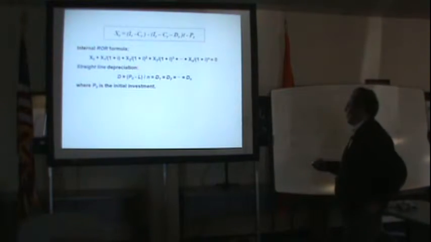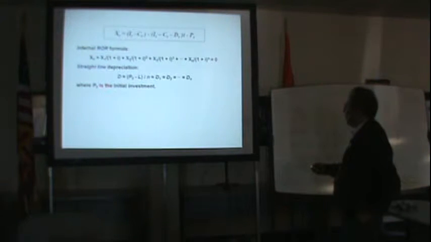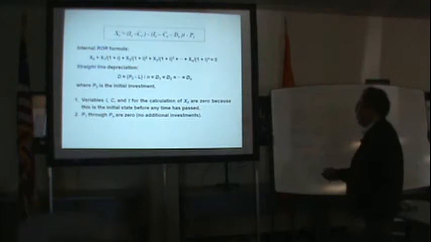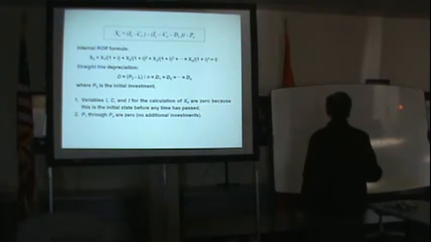And we are going to use straight line depreciation, which means that P0, the initial investment, minus the salvage value divided by n, is going to be equal to D1, D2 to Dn, where P0 is the initial investment. Okay, the procedure is this. Variables i, c, and t for the calculation of x0 are 0 here. That's what I said.